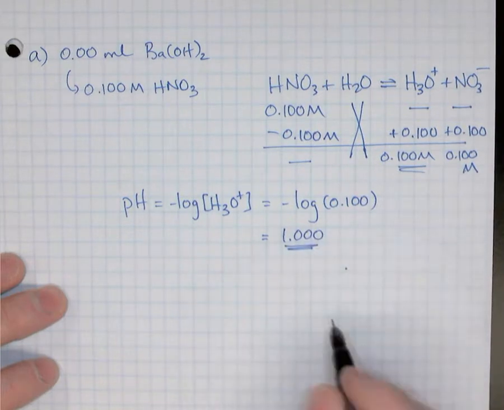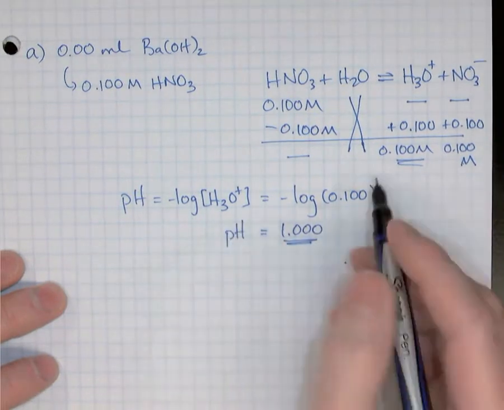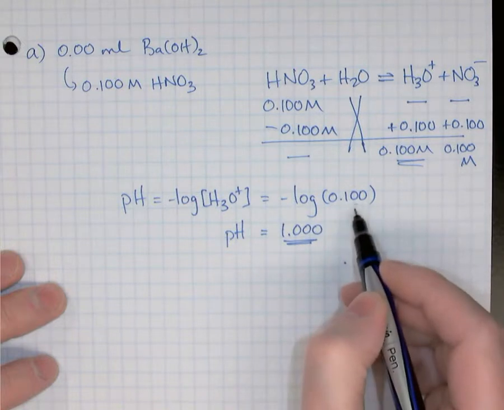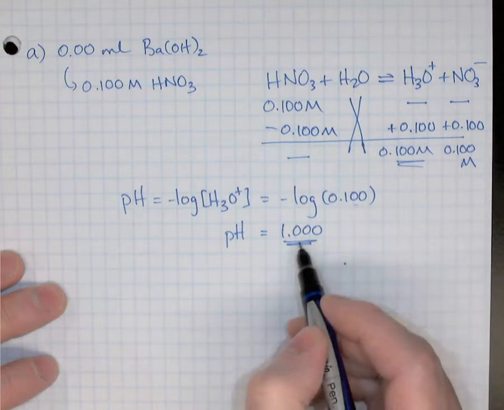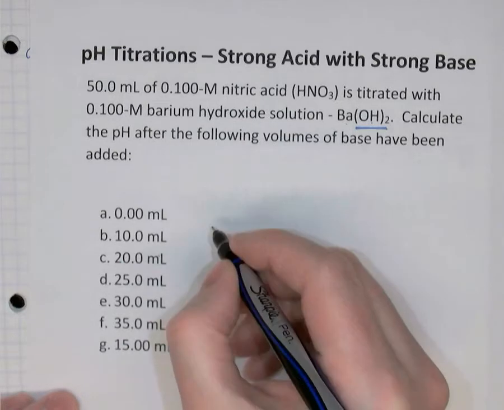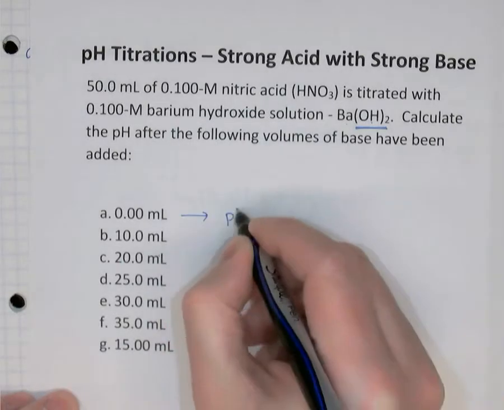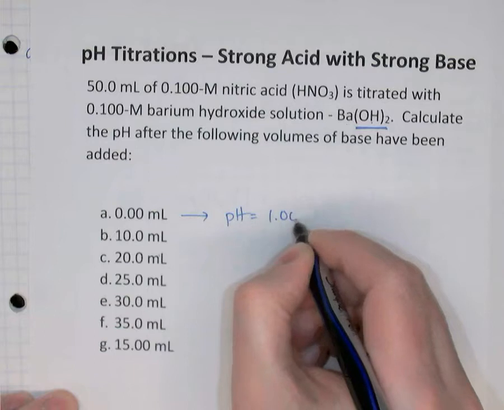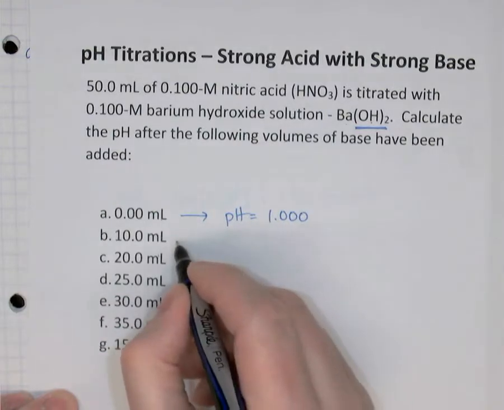1.000. And note on significant digits, if you have 3 significant digits like this in the concentration, you have 3 decimal places in the pH. The pH here is 1.000. Now let's start titrating.